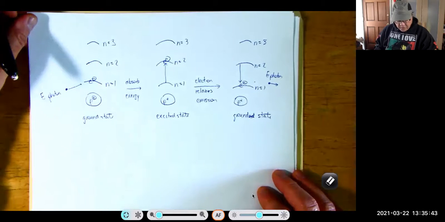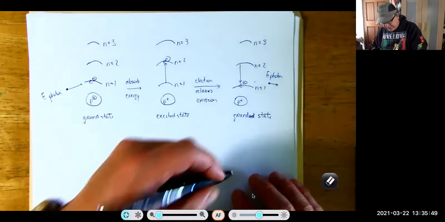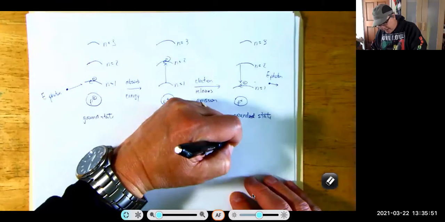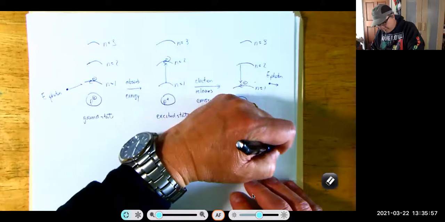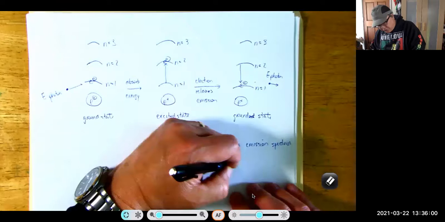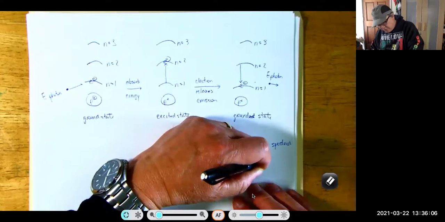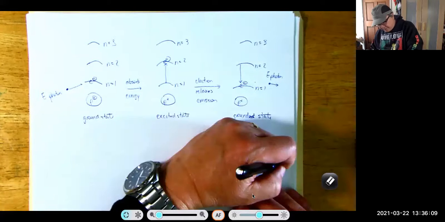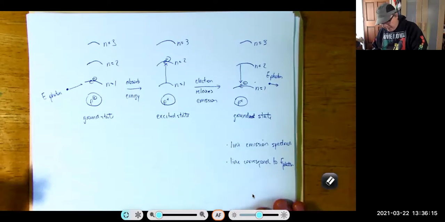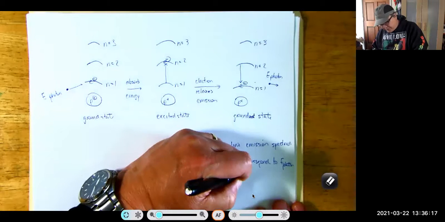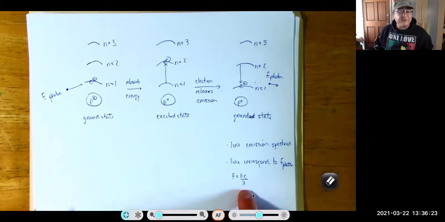Now, what happens when these things relax and they emit energy? When they emit energy, we're going to see a line emission spectrum. And the lines correspond to the energy of the photons. So different photons have different energies. You remember the formula, E equals hc over lambda. So for different energies, you have different wavelengths of lines.